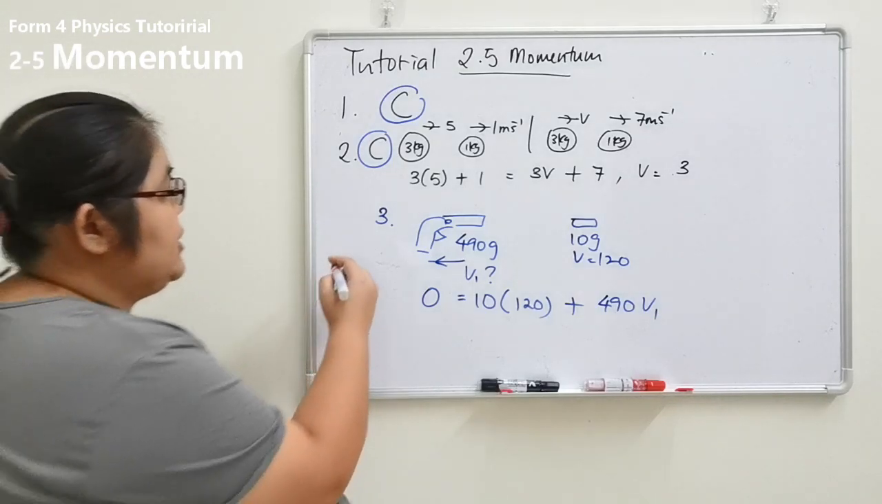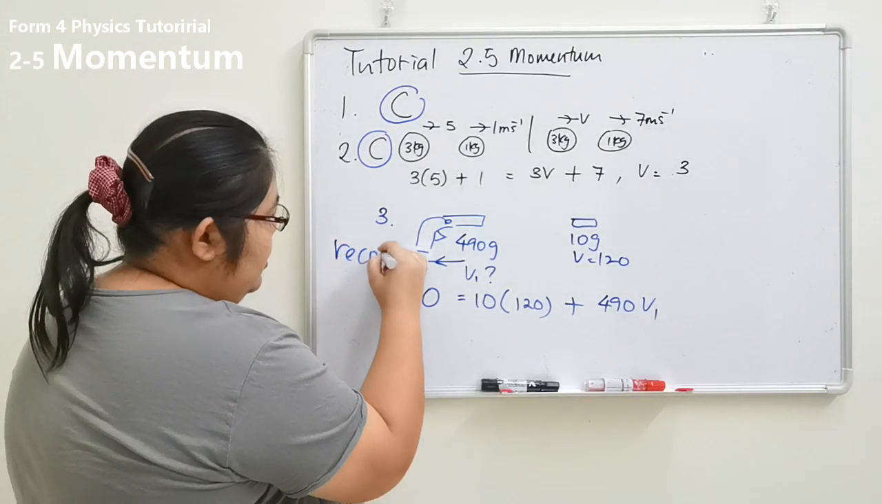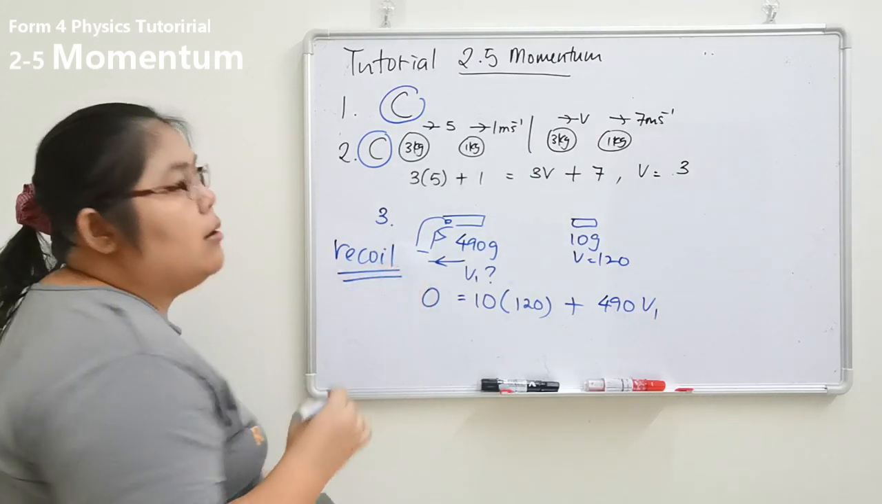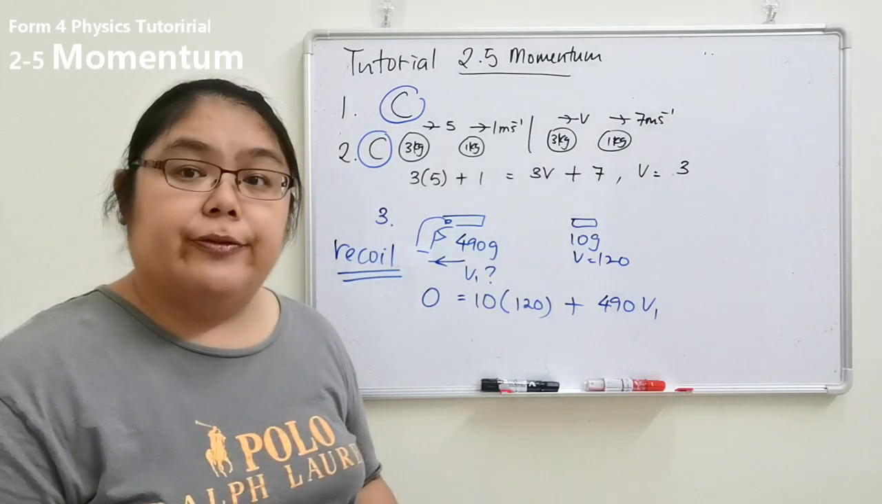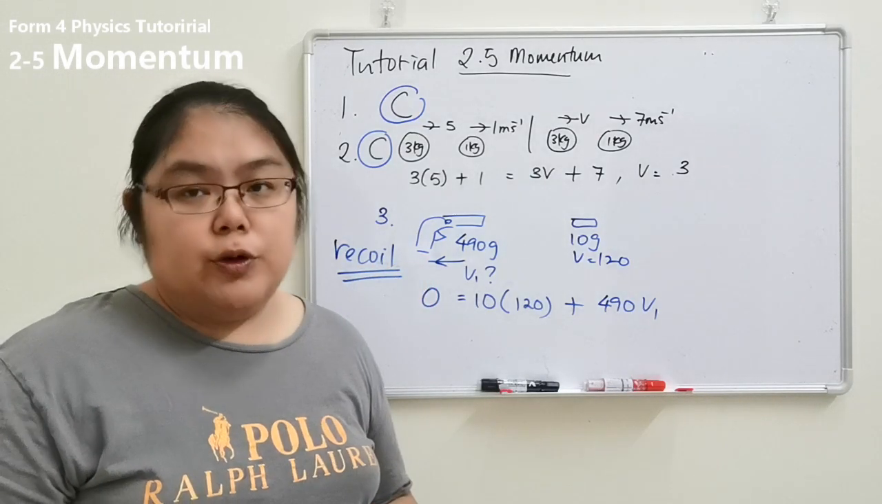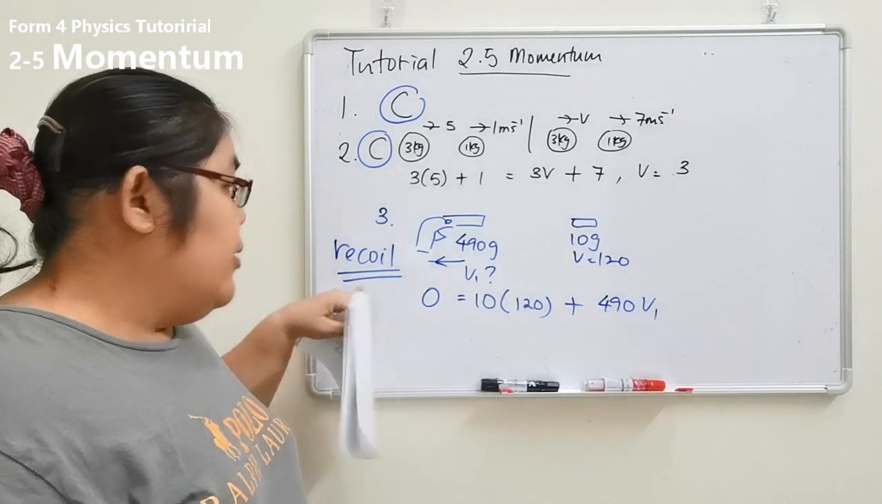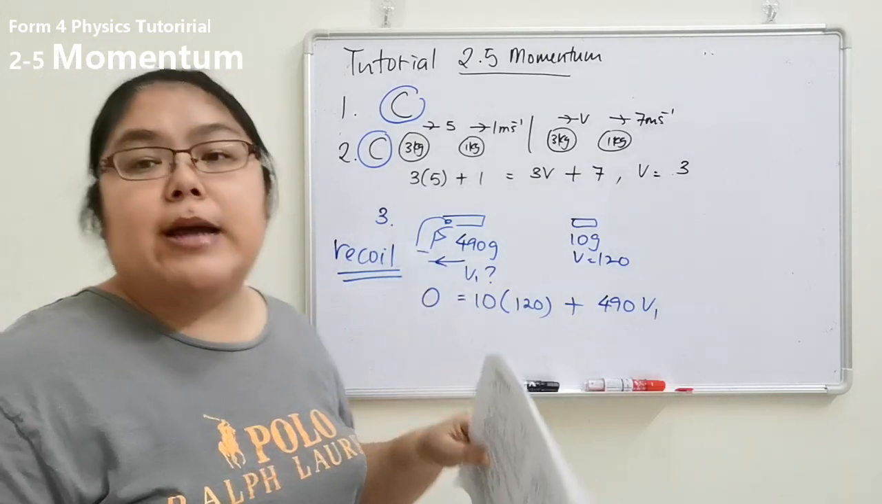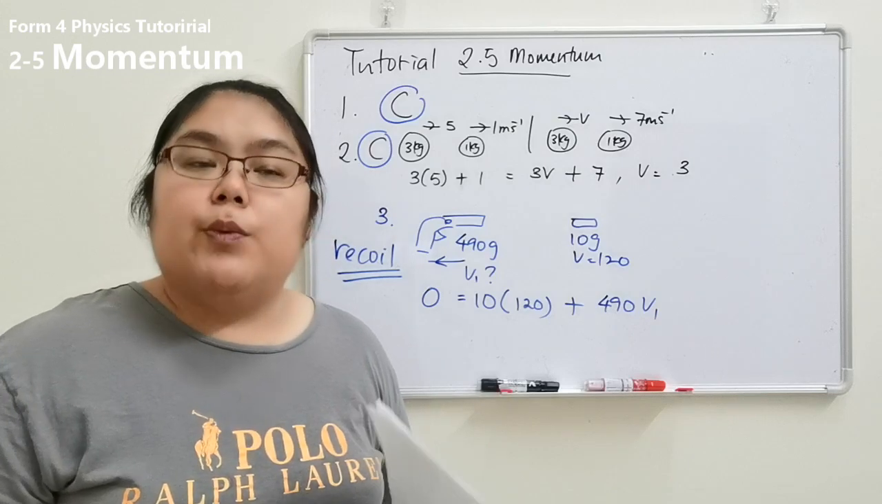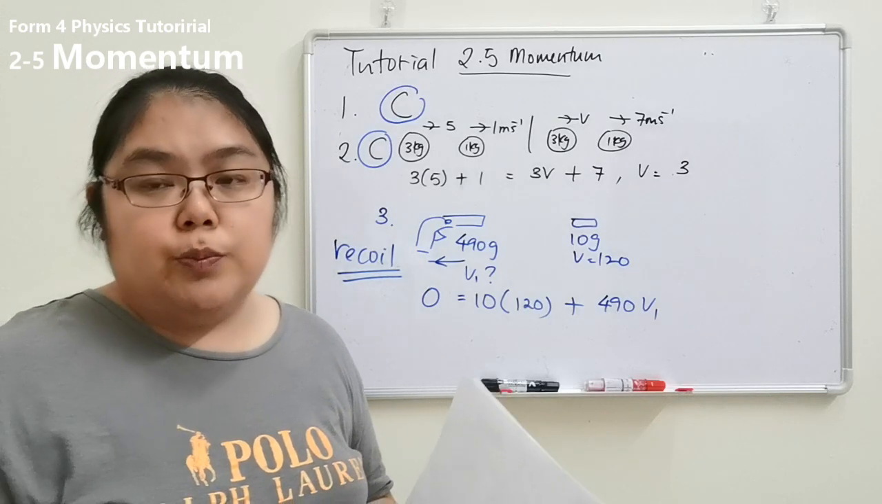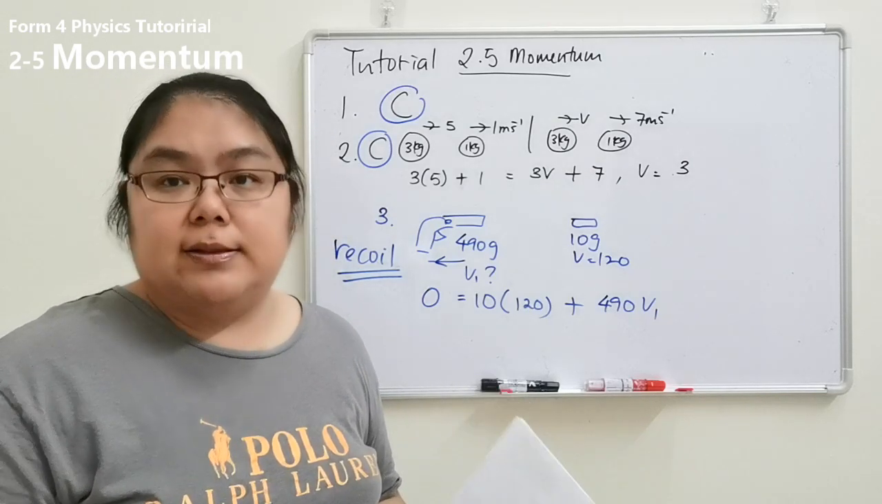But now the question says recoil. Recoil already means there's a negative. So later when we answer, we no need to put negative because the question already gives you the word recoil. Same like the meaning of deceleration. When they say deceleration, that means we no need to put negative. We straightforward put the answer.